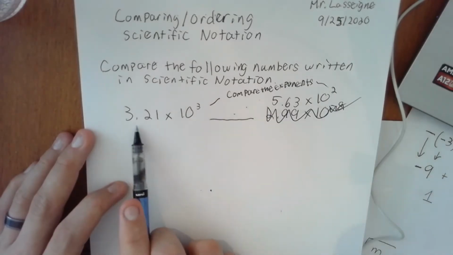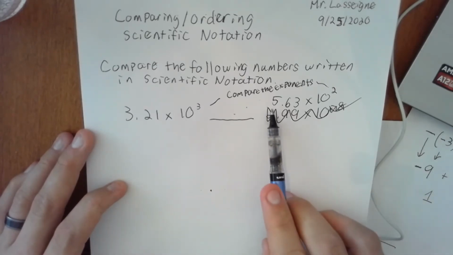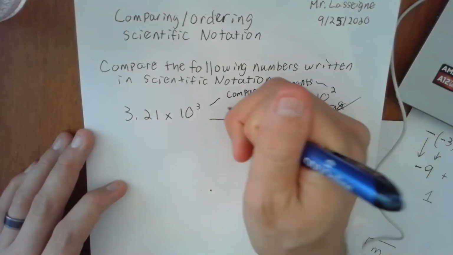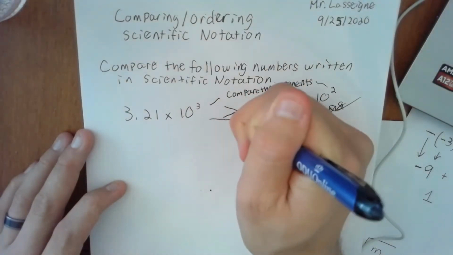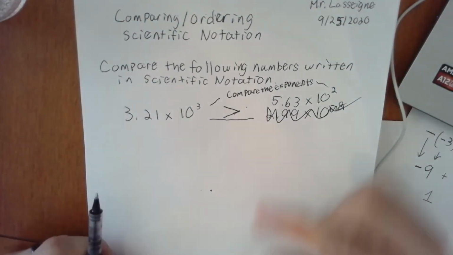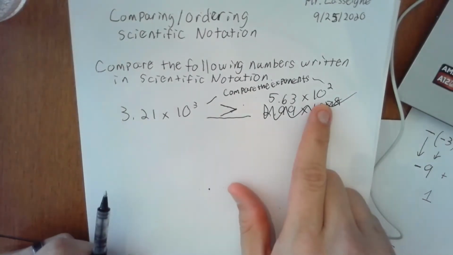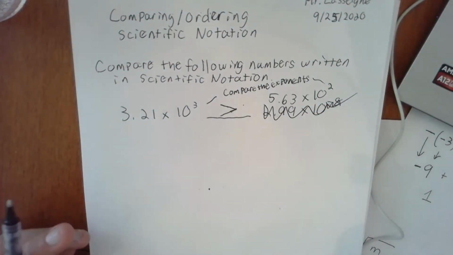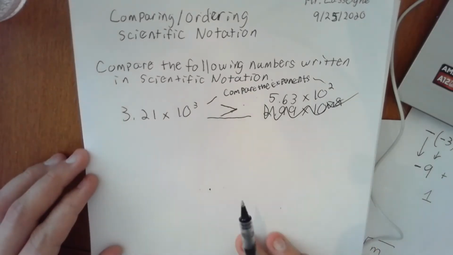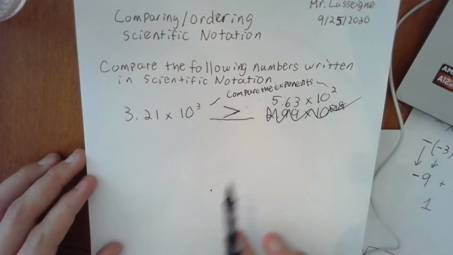So that means that 3.21 times 10 to the third is actually greater than, it's larger than 5.63 times 10 squared. So I draw my inequality symbol, which is greater than. Remember, you learned way back in the day, the shark eats the bigger number, or it points to the smaller number. Yes, it still applies here. So 3.21 times 10 to the third is greater than 5.63 times 10 squared because the exponent is bigger.